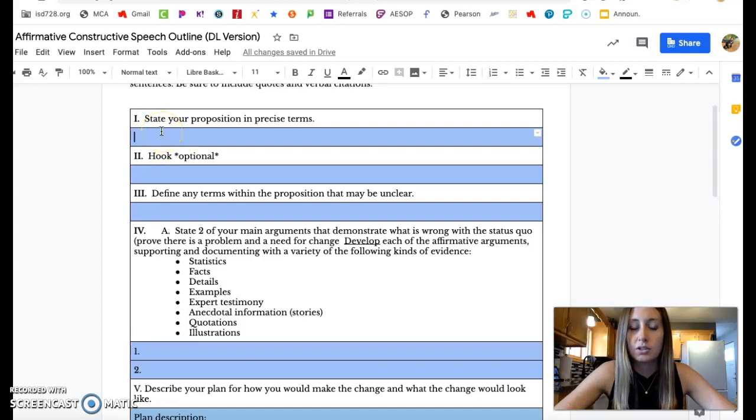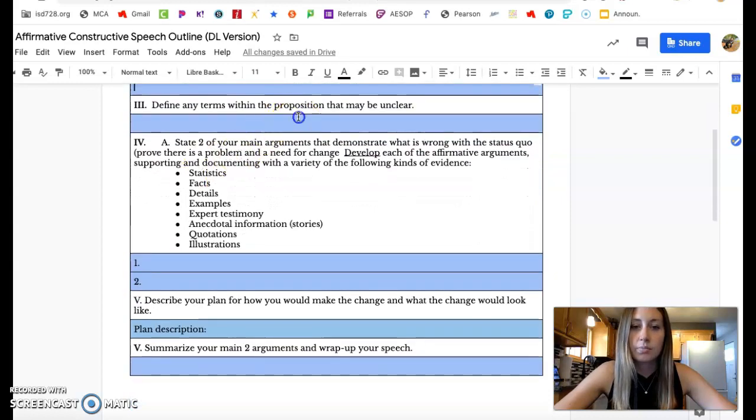off your speech. It is optional for you to have a hook. If you have a really good statistic that you think would shock people that you would like to throw out at the beginning, go ahead and do that. If you have a good story, whatever it might be, you can have a hook, but this is optional. You don't have to have one.